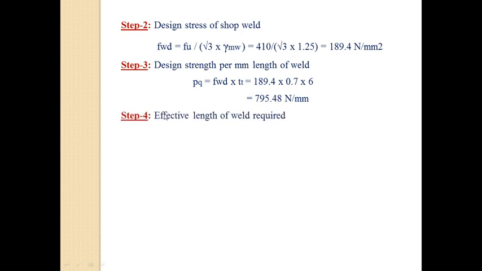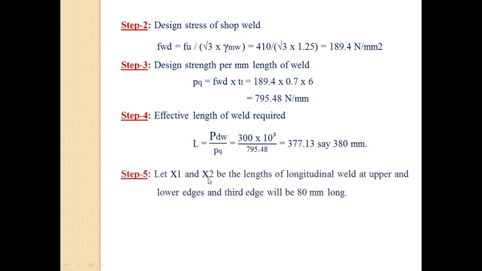Okay. Next is step number 4, effective length of weld required, that is L is equal to Pdw upon Pq. Pdw here given, that is 300 kilonewton, convert it into Newton, that is 300 into 10 raised to 3 Newton, divided by design strength per mm length of weld, that is 795.48. So after putting the value in the formula, we get total weld length required is equal to 377.13. So say it is 380 mm. Okay, so we have to provide the total required weld length is 380 mm.